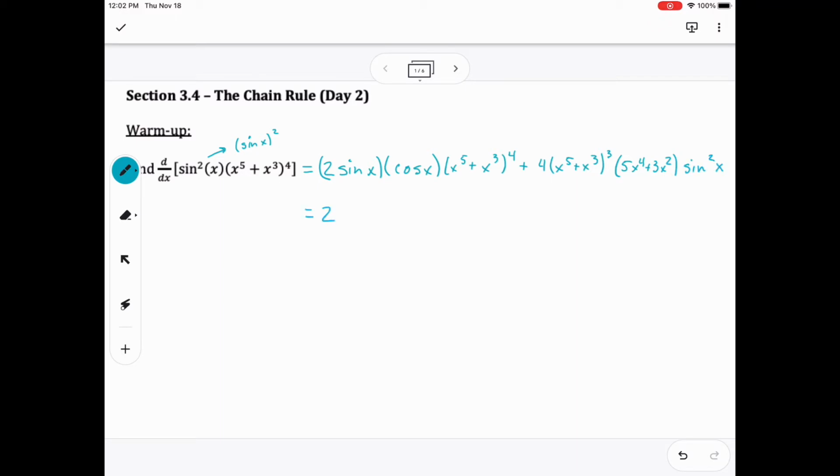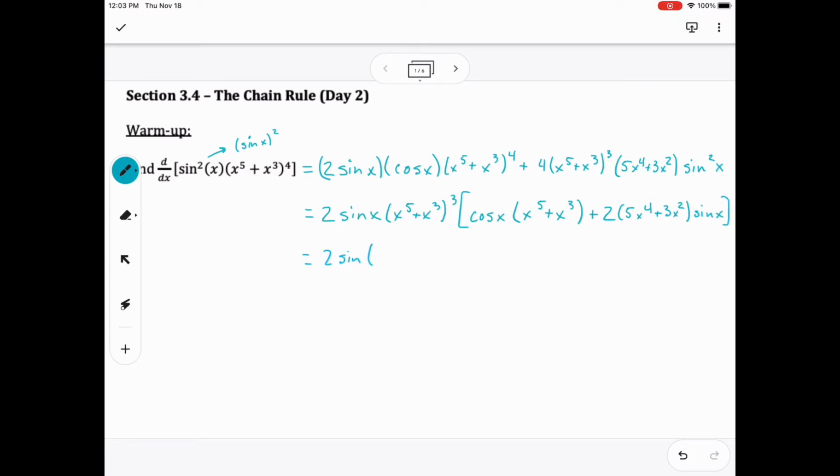Here I want to be able to factor some things out, so it looks like I can take out a 2 sine of x and a x to the 5th plus x cubed all to the 3rd. And then that leaves me with cosine of x times x to the 5th plus x to the 3rd plus 2 times that 5x to the 4th plus 3x squared times sine of x.